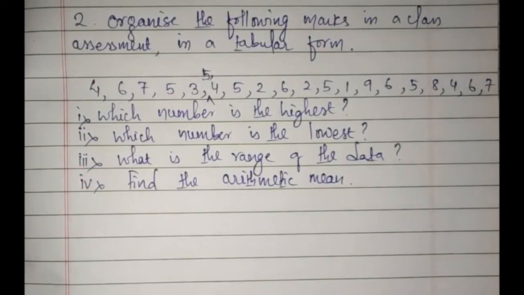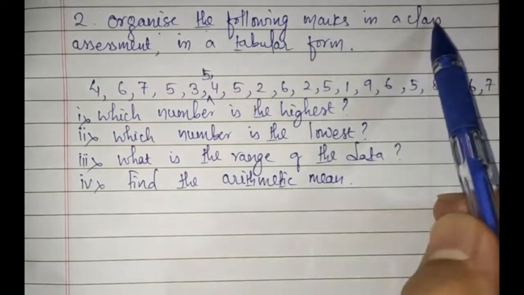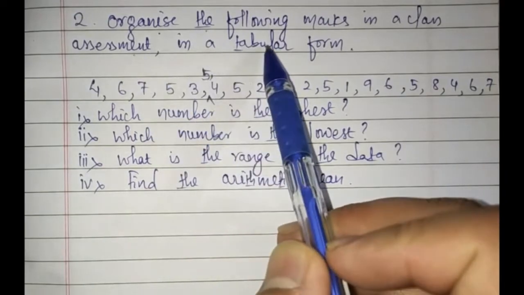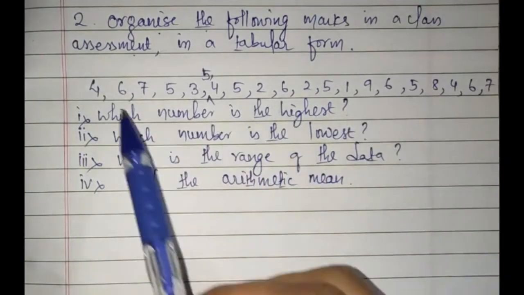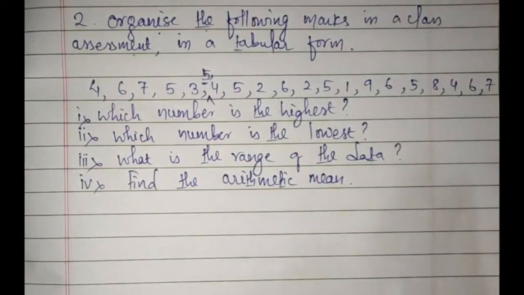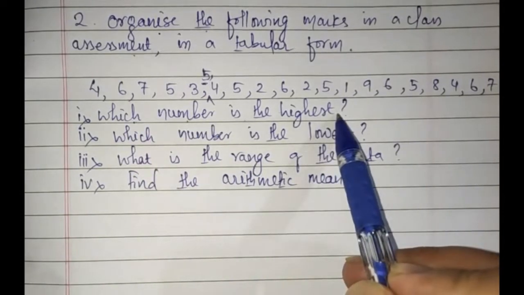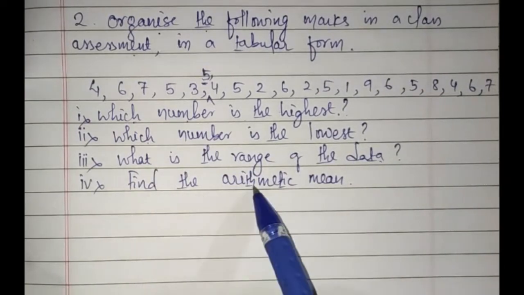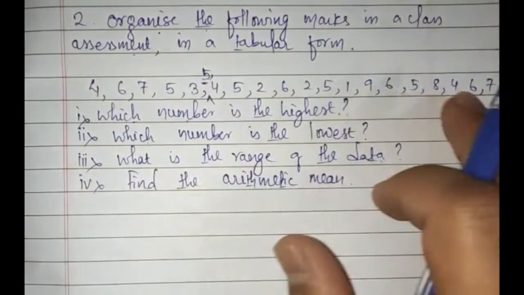Students, proceeding further, we have question number 2 from exercise 3.1. That is to organize the following marks in a class assessment in a tabular form. So the marks are given over here: 4, 6, 7, 5, 3. And also these: 5, 4, 5, 2, 6. Marks are given. So the questions are: which number is the highest? Which number is the lowest? What is the range of the data? Find the arithmetic mean.